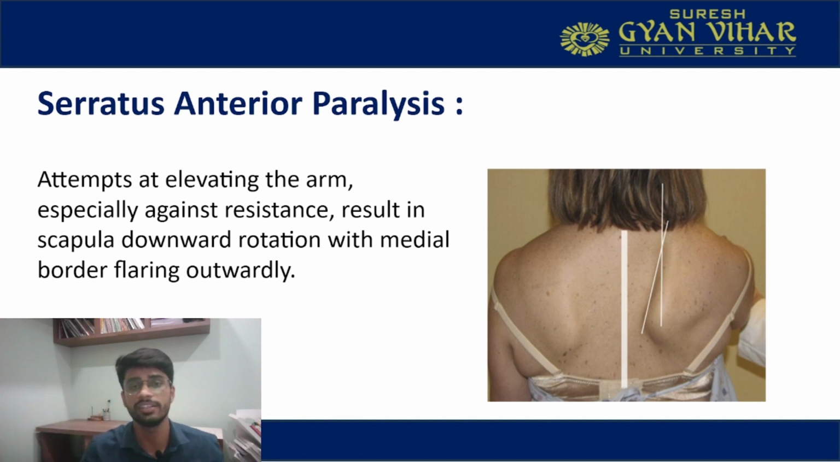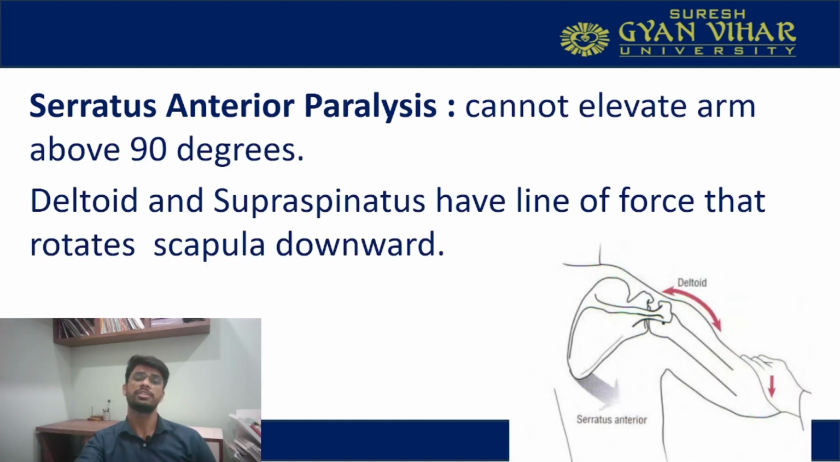Because serratus anterior is not working, my scapula will rotate downwardly with the medial border flaring outward. So what is the downward rotation? This is the downward rotation, and the medial border will come outside. That we see in the case of the serratus anterior paralysis. A person will not be able to elevate the arm above 90 degrees.